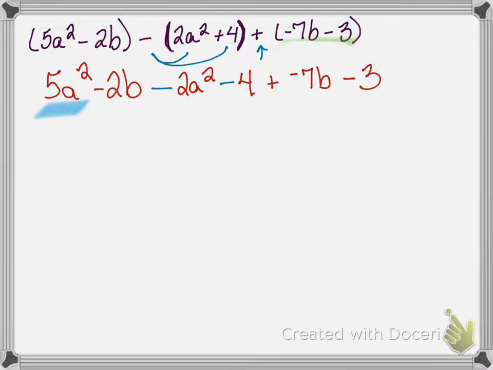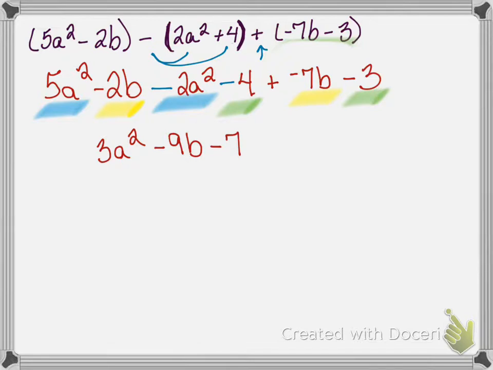So, 5a squared minus 2a squared, 3a squared. Negative 2b, negative 7b, negative 9b. And our last one, minus 4, minus 3. They're both negatives. Good. So they're both negatives, so it's going to stay negative, and I take the sign, or I add their absolute values.